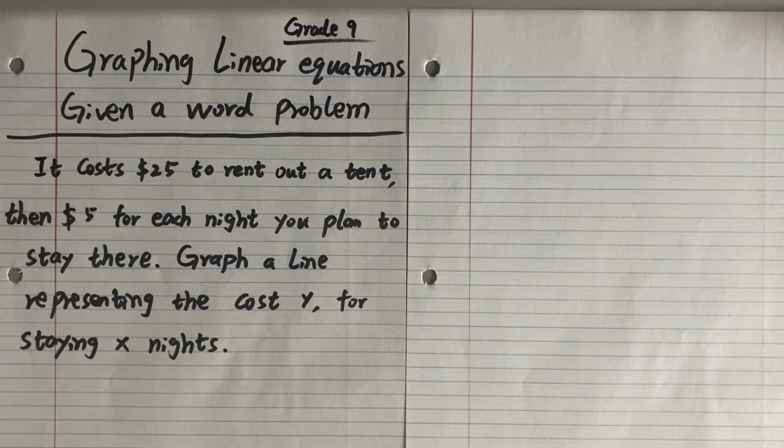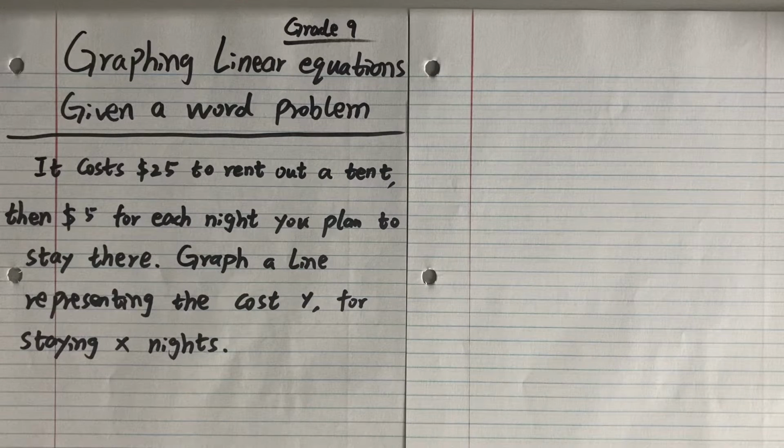For this video, we're going to graph linear equations given a word problem. This problem is a grade 9 Common Core standard problem. So the problem goes, it costs $25 to rent out a tent, then $5 for each night you plan to stay there. Graph a line representing the cost Y for staying X nights.